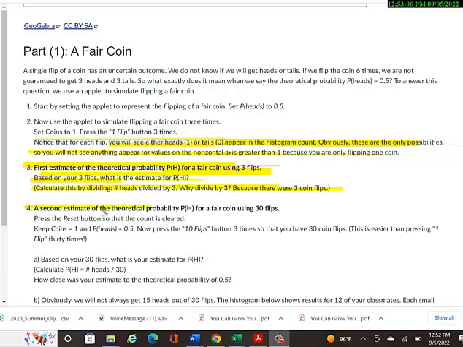Next, the second estimate of the theoretical probability for a fair coin using 30 flips. So you've done it with 3 flips, now it's time for 30 flips. The more times you do something, the more accurate the probability will be. Press the reset button so that the count is cleared, so that you don't see any heads or tails. It's like you've never done it yet. Keep coins at 1, and probability of heads at 0.5, don't change those. Now press the 10 flips button 3 times so that you have 30 coin flips. This is easier than pressing 1 flip 30 times, of course.